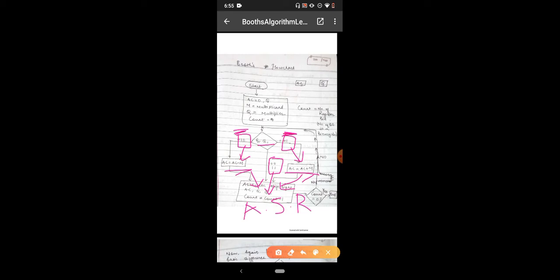So if it is 1 0 or 0 1, then we do arithmetic shift right after performing the subtraction or the addition. Whereas in the other cases, we just do arithmetic shift right. Students sometimes make mistakes over here, so that's why I'm explaining it again.